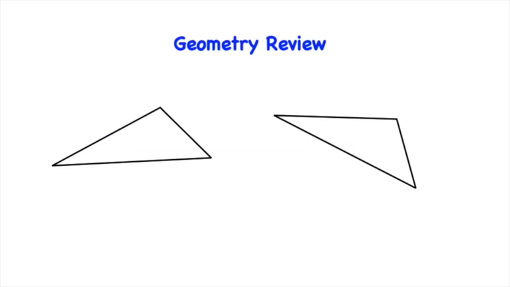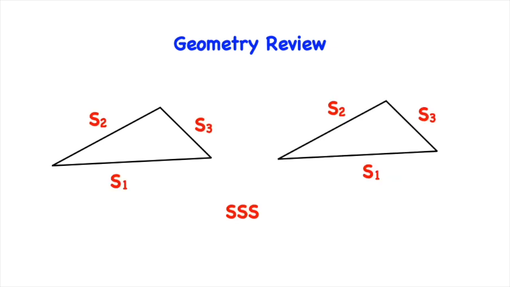So let's begin our attempt to solve the Kepler problem using high school level math. We start with a review to jog your memory. How would we know if these two triangles are congruent? If each pair of corresponding sides have the same length, they are congruent by the side-side-side rule.